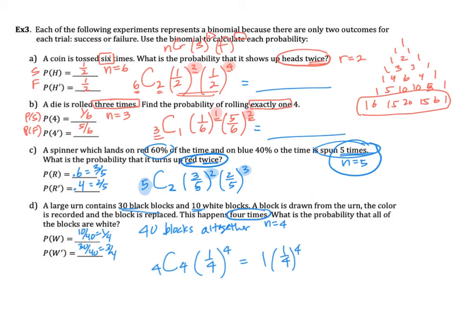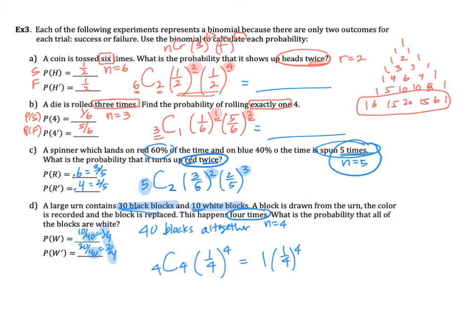Okay, this one was a little bit trickier. So did you get this? There are 30 black blocks, 10 white blocks. So you had to see that there were 40 blocks in there altogether. So if you draw a block, what is the probability that it's going to be white? Well, there's 10 out of the 40, so it's a 1/4 chance. What is the probability that it's not going to be white, or it's going to be black? It's a 3/4 chance. So that's how I'm getting these numbers here.